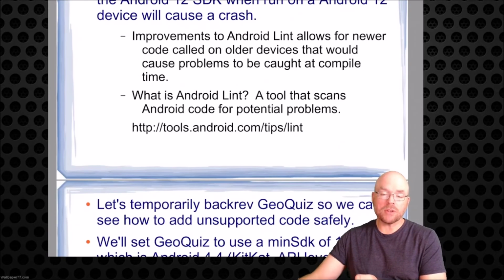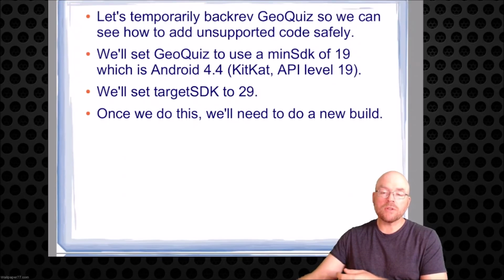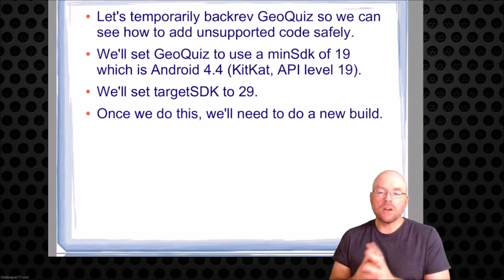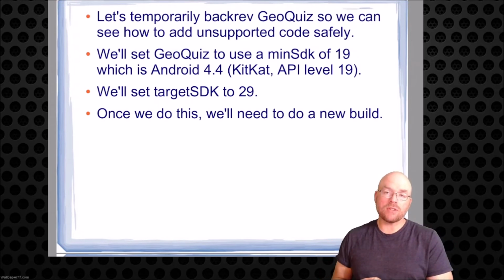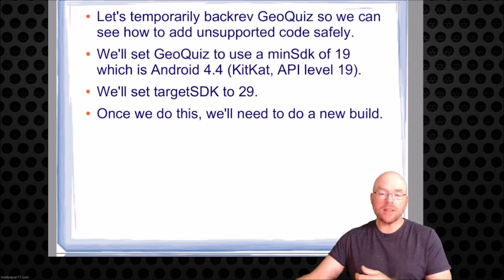What does this mean? Well, I'm going to show you. To be able to see this easier, we'll temporarily back rev GeoQuiz, so we can see how to add this new, unsupported code safely, so it doesn't mess up any users of older devices, older versions of Android. So go into the build Gradle and change the minimum SDK to 19, which is Android 4.4 KitKat, and then we'll set the target SDK to 29.